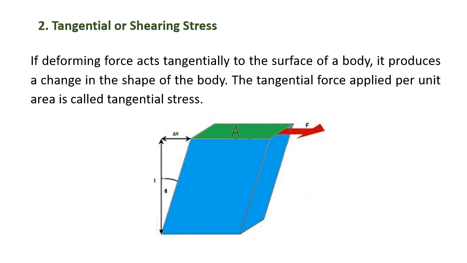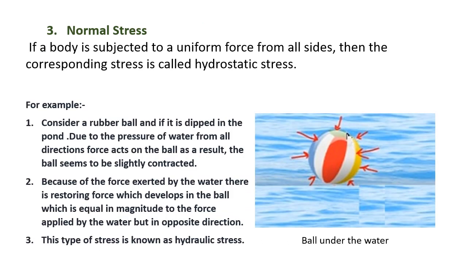Tangential or shearing stress. If a deforming force acts tangentially to the surface of the body, it produces a change in the shape of the body. The tangential force applied per unit area is equal to the tangential stress.